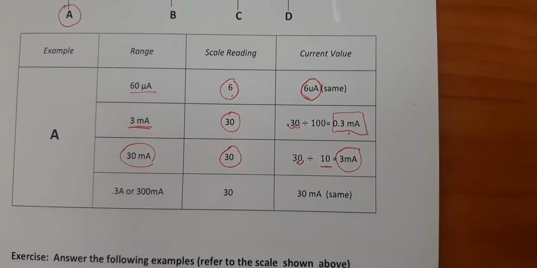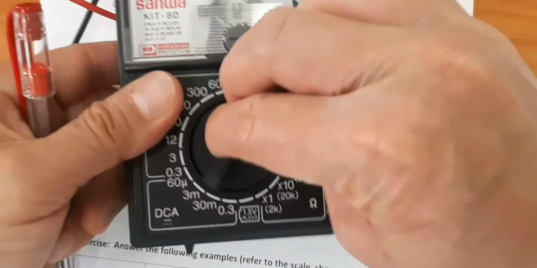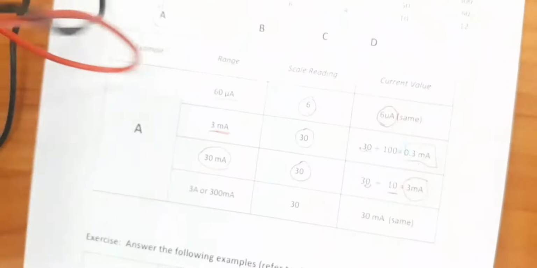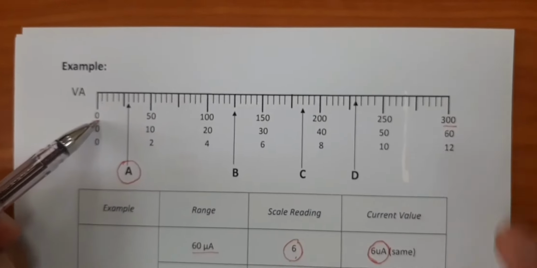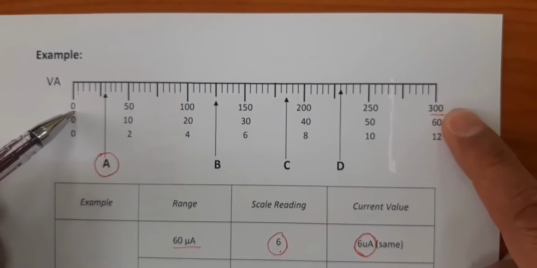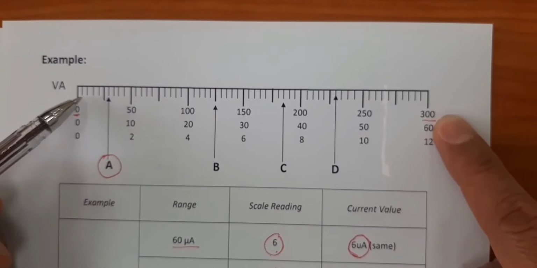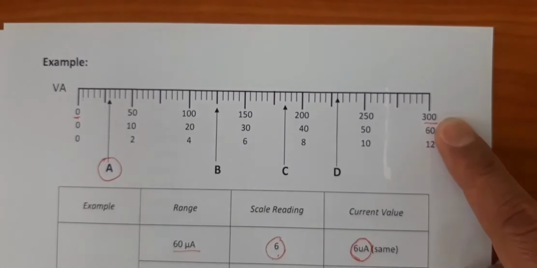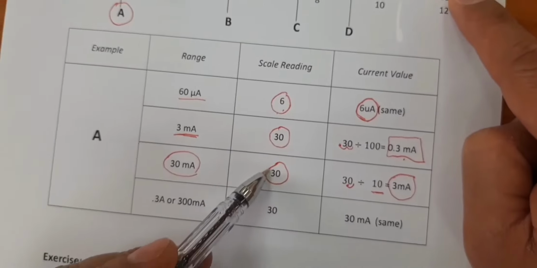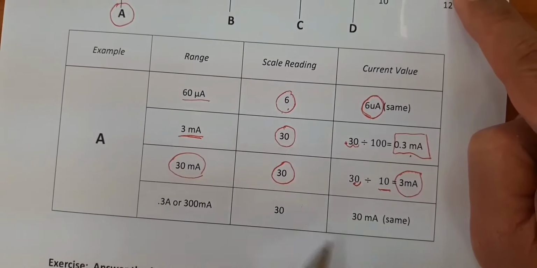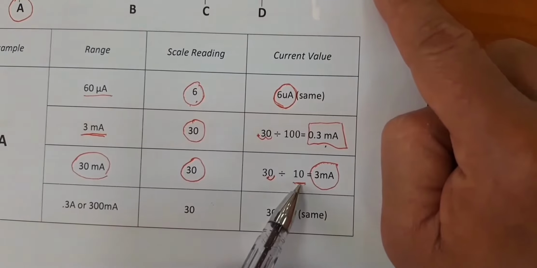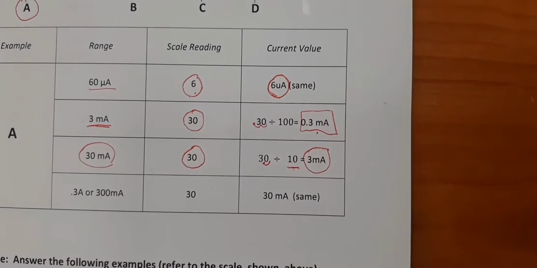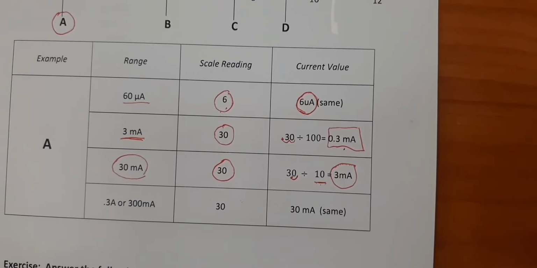Again, for the range of 30, we will use the scale of 0 to 300, and the value of each line is 5. 5, 10, 15, 20, 25, 30. So we have 30 here as your scale reading. The final reading will be 30 divided by 10, which is equivalent to 3 milliampere. This is for 30 milliampere.